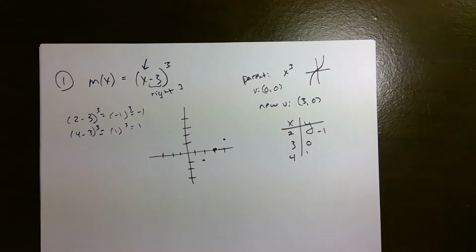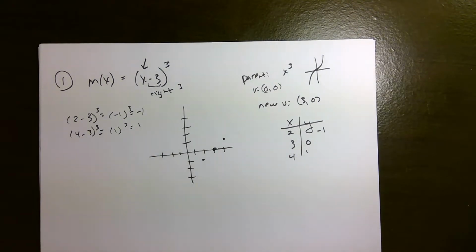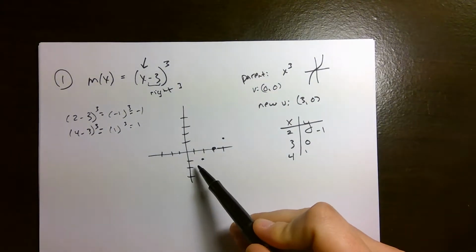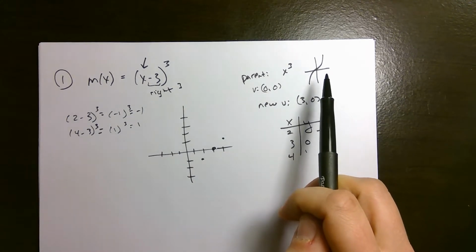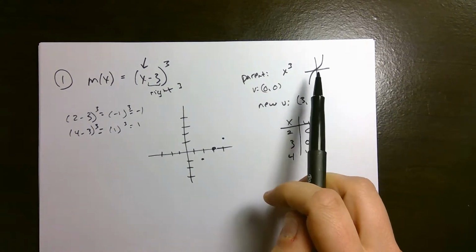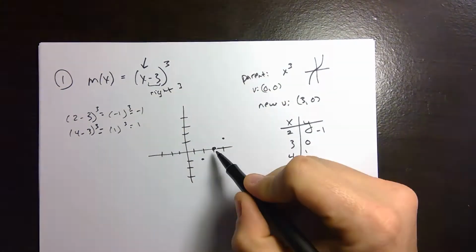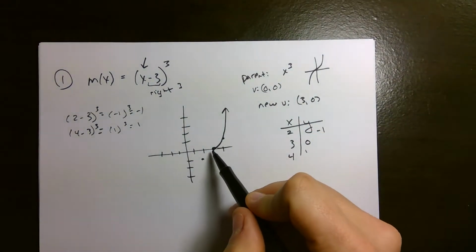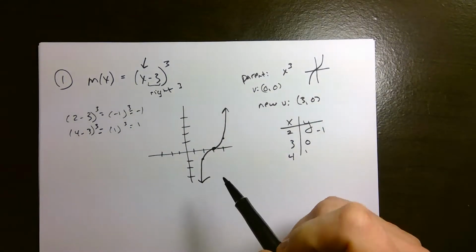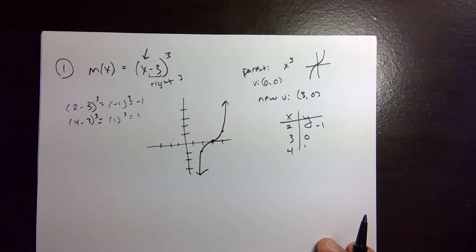Now here's the thing, with just having these 3 points, this sure does look like a straight line. Okay, and it's very tempting to just go straight line. But again, we said our parent function was the cube, and we know that that's supposed to look like this guy. So we have to make this look like that. So we're going to start at our new vertex, and we're going to go up on the right-hand side like this, and then we're going to go down on the left-hand side like this. And this is my final graph.